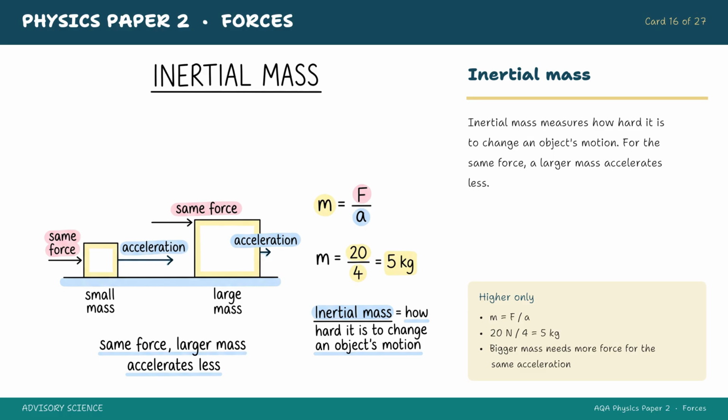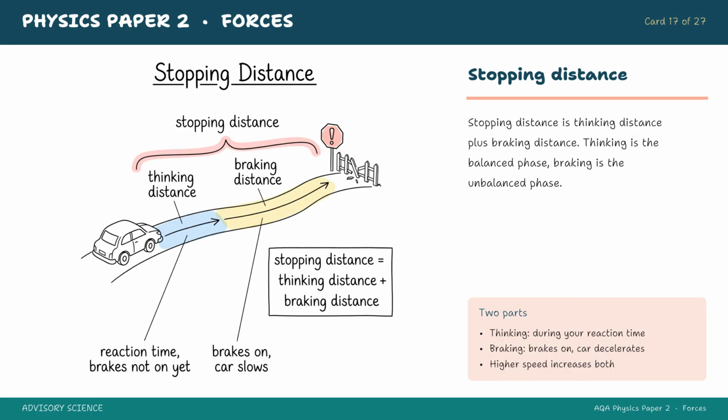In real life, imagine driving down the road, then a hazard appears. From the moment a hazard appears to the moment the car is finally still, it keeps travelling, and the total stopping distance is two parts added together.